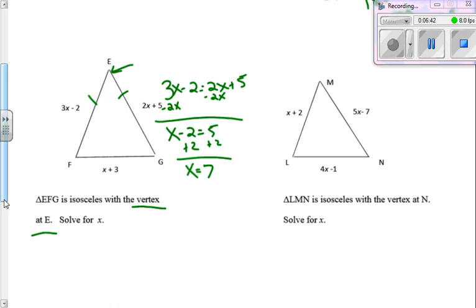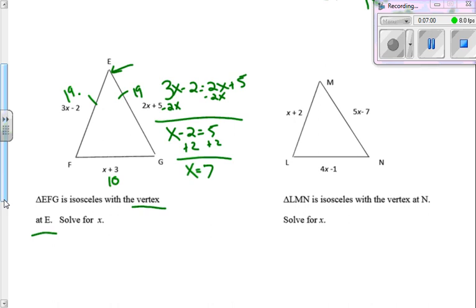All right, the directions just say solve for x, but as always, I could go and plug them back in. 7 plus 3 is 10. 3 times 7 is 21 minus 2 is 19. 2 times 7 is 14 plus 5 is 19. So you can always do that as a check and make sure that these two sides really are equal since we said they should be.